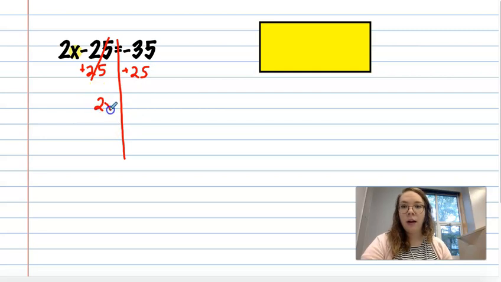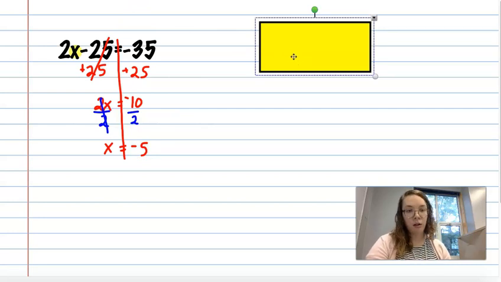So then you have 2x equals, these are different signs, so you take the difference. The difference is 10. The bigger is negative, so it's a negative 10. Then I have this 2. They're connected by multiplication because they're right next to each other. We're going to do the opposite and divide by 2 on both sides. Negative 10 divided by 2 is negative 5.